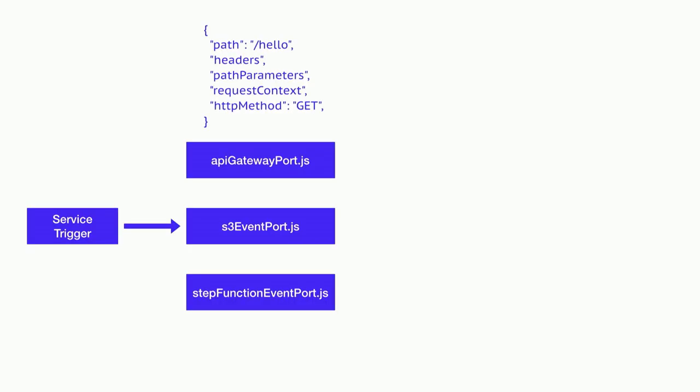And we create the ports. We have one payload. This is one example of the payload from the API Gateway, and you have the path, the headers, the path parameters, the request context, and the HTTP method. But that information is going to be different in the S3 port, or different from your Step Functions event port. And of course, it's going to be different if you are using one solution in-house.